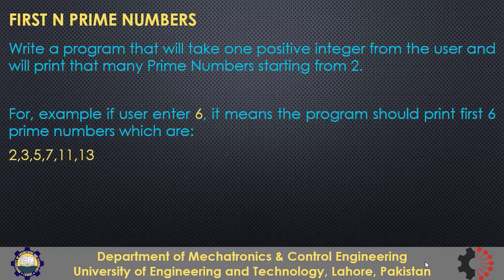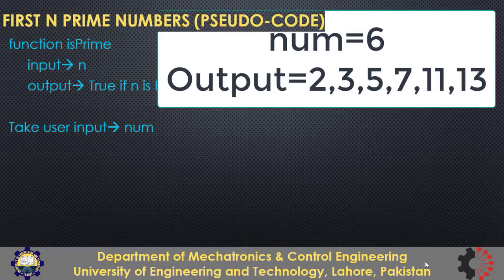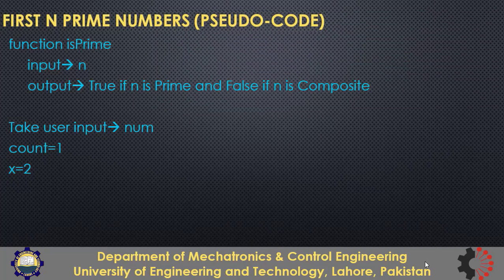So let's see the pseudocode of this problem. Again, you should have the isPrime function to determine if a number is prime or not. Then in the main program, you will take the value from the user in a variable, for example num. Many times it is better to consider an example case to build the logic. So suppose the user is entering the value 6 as num, and to display these first 6 prime numbers, I should have one variable to count those. And we need another variable which should have the starting value as 2, which is the first prime number. Next numbers will be generated in this variable, and if that is a prime number, we will simply display that.